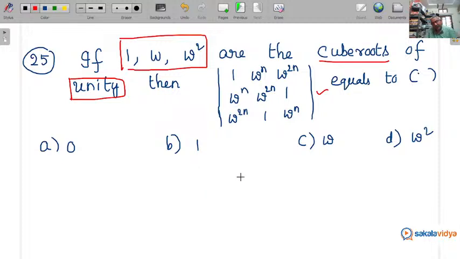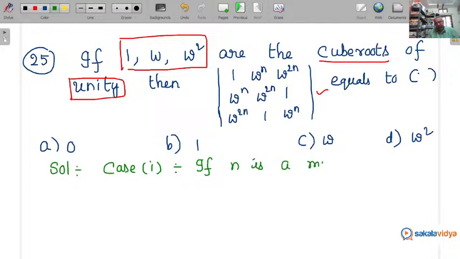See, my dear students, here two cases will arise that we need to discuss very clearly. Case 1: if n is a multiple of 3, omega to the power of n is 1, always remember like this. Obviously omega to the power of 2n also becomes 1.